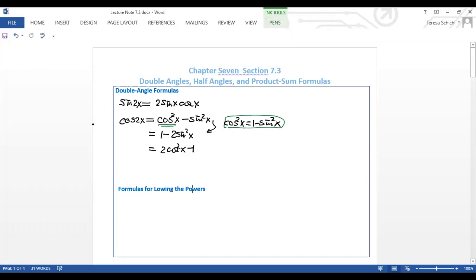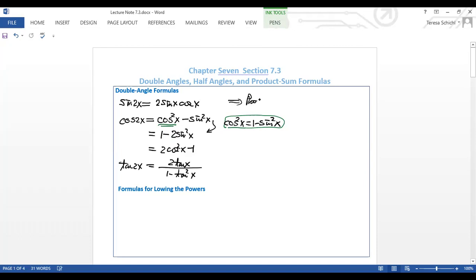Okay, so now the last one we talk about is tangent 2x. The tangent 2x here will be 2 tangent x over 1 minus tangent squared x. Like I said, all the proofs here you can do if you are interested.